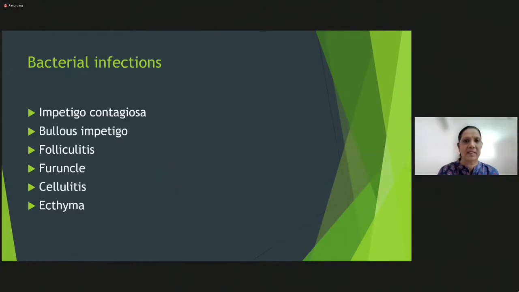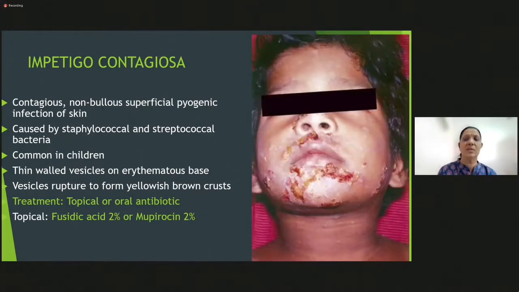So I start first with bacterial infections. I'll be covering a few of them. In bacterial infections, we need to see whether the lesions are follicle based, meaning the lesion is based around the hair follicle, or whether it is irrespective of it. So the first condition is impetigo contagiosa, very commonly seen.